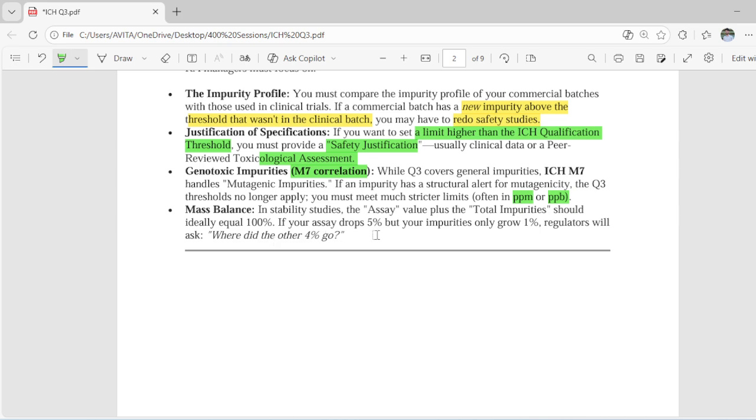Then last we have mass balance. In stability studies, the assay value plus the total impurities should ideally equal 100%. If your assay drops 5% but your impurities only grow 1%, regulators will ask where did the other 4% go? So the total should come to the same, mass balance should be there.